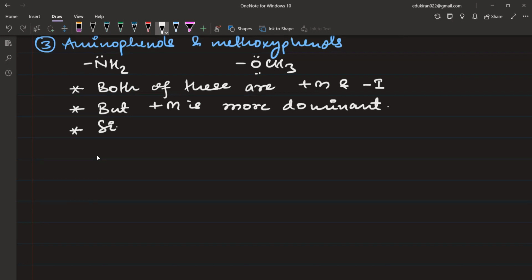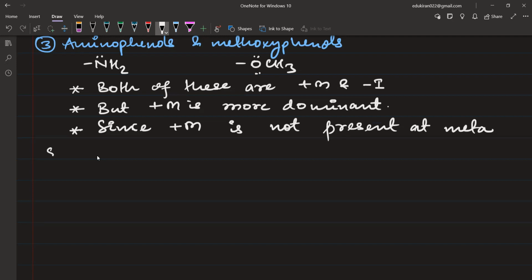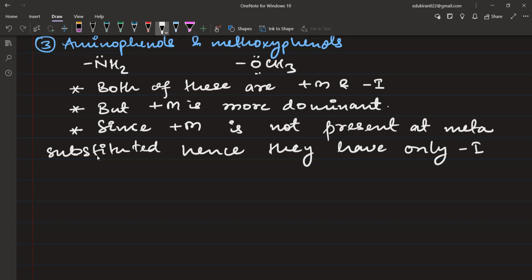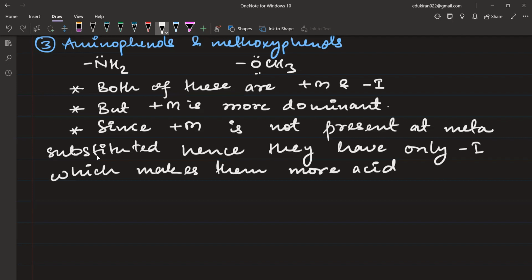Right, next. Now since plus M or the mesomeric effect is not present in meta position, plus M is not present at meta position or at meta substituted, hence they have only minus I, which makes them more acidic. ठीक है, जहां पे इलेक्ट्रॉन withdrawing ग्रुप is present, that means it is more acidic. याद है कि नहीं याद है आप लोग को ये सारी चीजें?